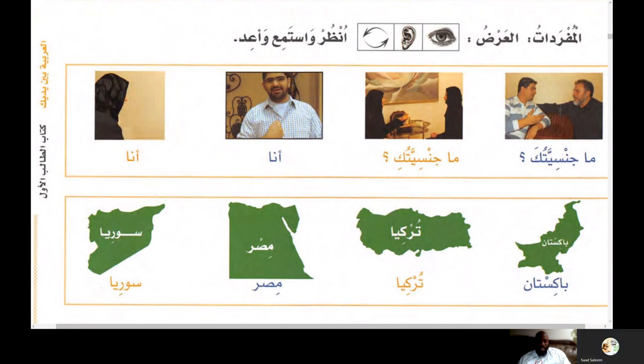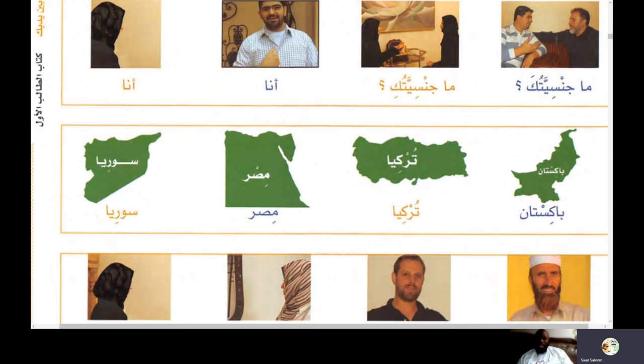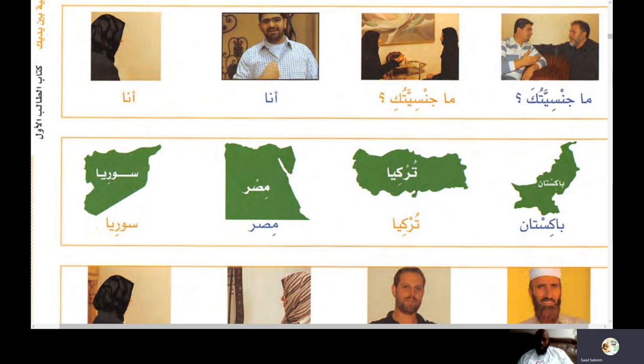Ana. Ana is the same thing for both men and women. Okay. Can you tell me what ma jinsiya tuka and ma jinsiya tuki mean? Ma means what? Jinsiya is nationality. Ka means your. Ma jinsiya tuka: what is your nationality? And ki is for feminine. Ma jinsiya tuki: what is your nationality? Okay. Next, Ana.